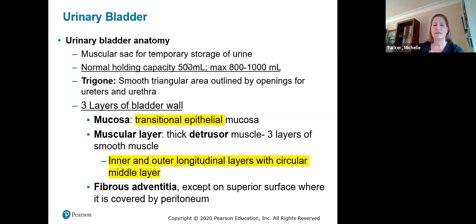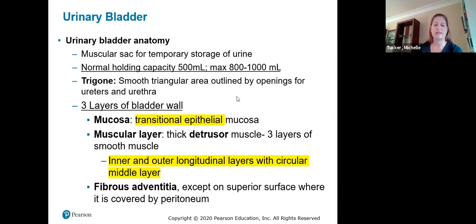The normal holding capacity is 500 mLs, but your initial notification to your brain that you may want to start emptying your bladder is usually closer to 250 mLs. The bladder, with enough sympathetic nervous stimulation, can hold more than 500 mLs, going up to 800 or 1,000.